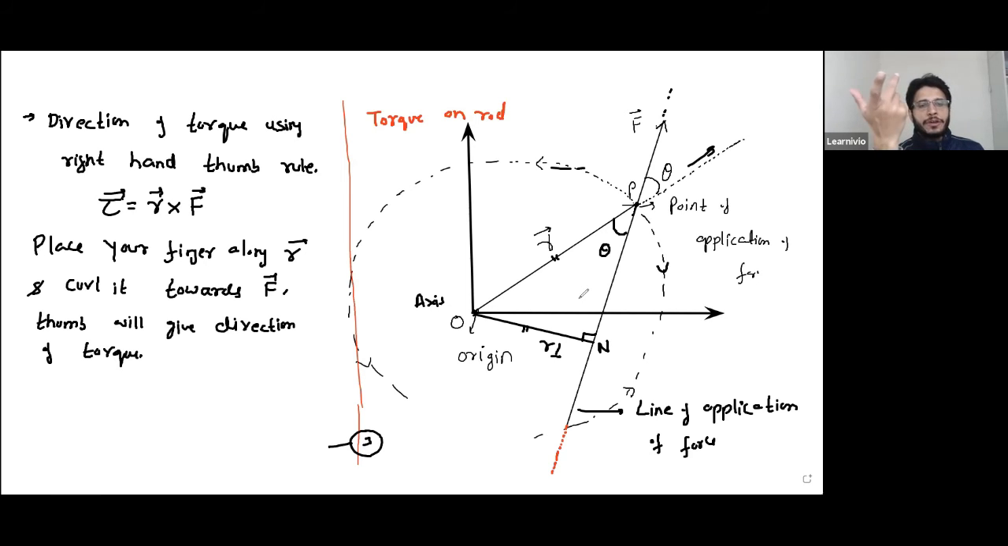So it's your choice. You can use any of the methods, but you should at least know both of them. You can get the direction of torque using that circular path. Just take the sense of rotation, curl your finger along the sense of rotation, and this thumb will give the direction of torque. Or for the direction of torque, you can use this right hand thumb rule. Place your finger along R and curl it towards F. The next is the SI unit of torque.